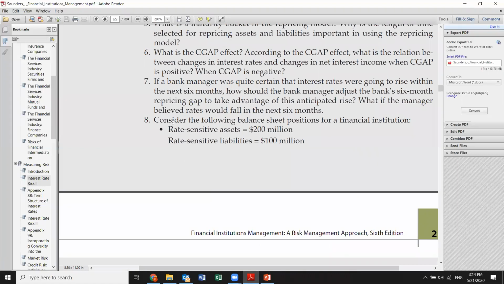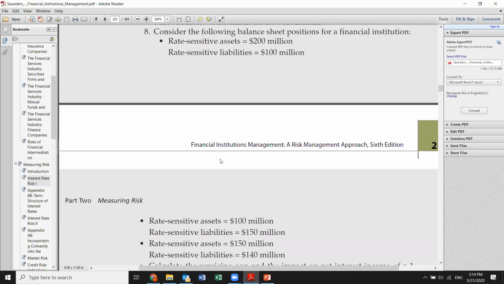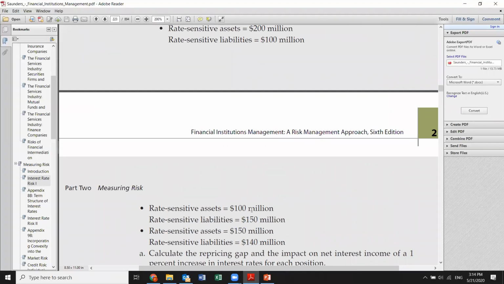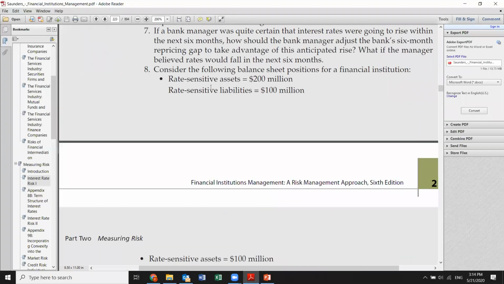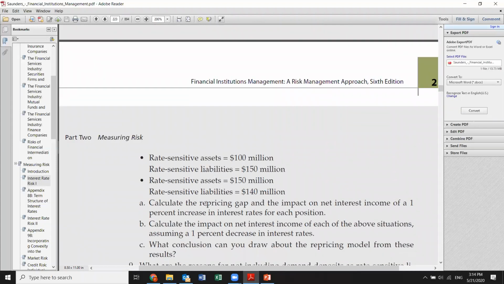So consider the following balance sheet position. We have rate sensitive assets of 200 million and rate sensitive liabilities of 100 million, then 100, 150, 150 and 140. So we have some listed rate sensitive assets and rate sensitive liabilities. Here we are asked to calculate the repricing gap and the impact on net interest income if there is a 1% increase in interest rate. So we need to make the calculation for each.